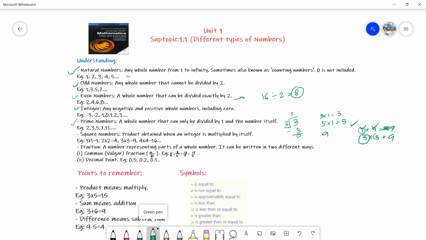Moving on to square numbers. What are square numbers? Square numbers are the product obtained when an integer is multiplied by itself. Square numbers are very easy. Let's say 2 into 2 equals 4. This is a square number. 3 into 3 equals 9. This is a square number. 4 multiplied by 4 equals 16. This is a square number. 5 multiplied by 5 equals 25. This is also a square number.